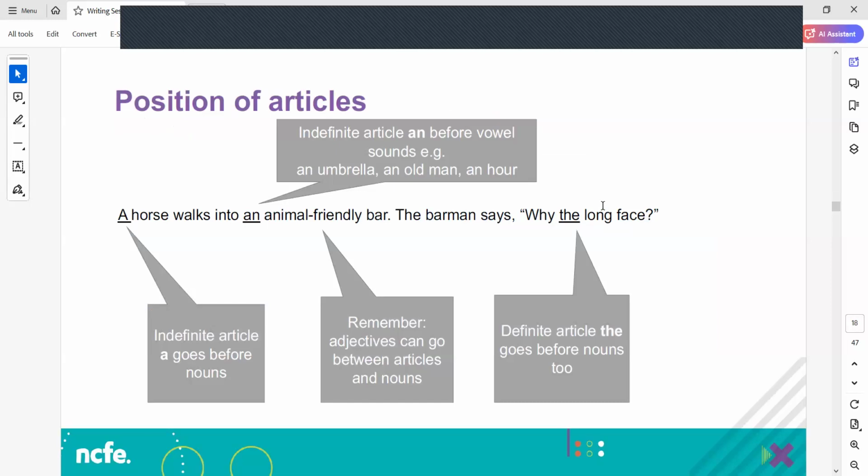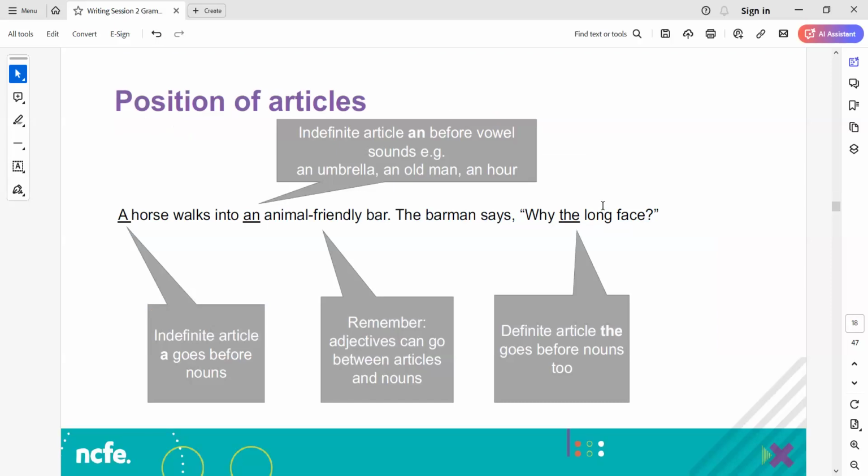So the sentence, a horse walks into an animal-friendly bar. The barman says, "Why the long face?" So the indefinite article a, so it's indefinite because it's not a definite horse. It's just talking about any horse. A horse. So that's the indefinite article before the noun.